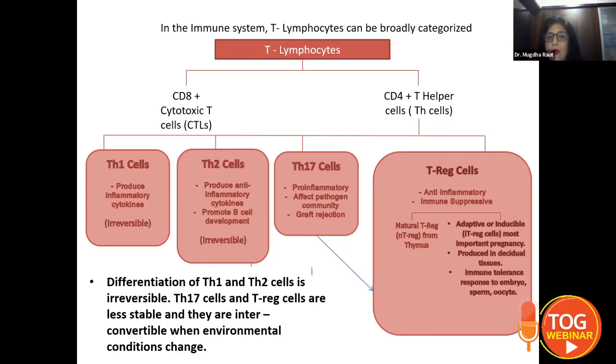Th17 cells are responsible for graft rejection. They produce pro-inflammatory cytokines and they affect the pathogen community. This process is irreversible. Treg cells are the anti-inflammatory and the immune suppressive cells. Now, there are 2 types of Treg cells. One is the natural Treg cells, which come from the thymus, and the adaptive or the inducible Treg cells, which are mostly important for pregnancy. They are produced in the decidua and they cause immune tolerance in response to embryo, sperm, and oocyte.